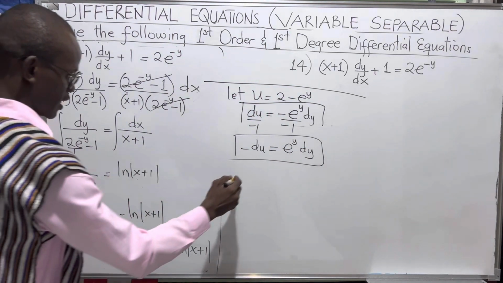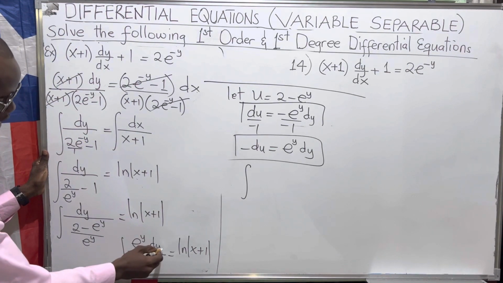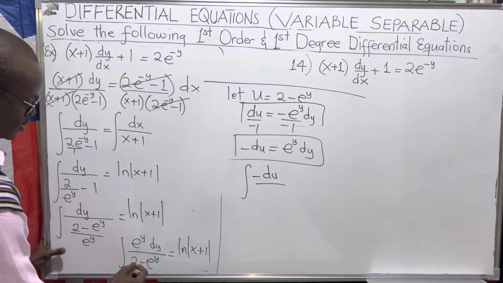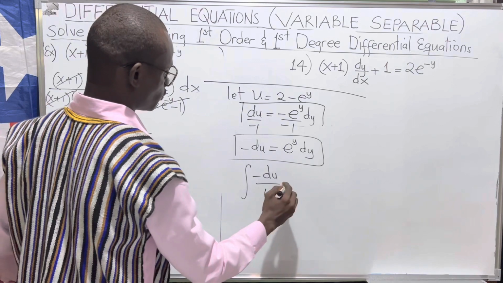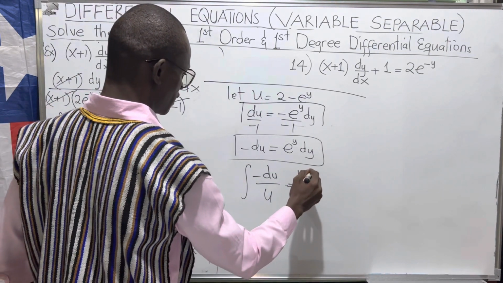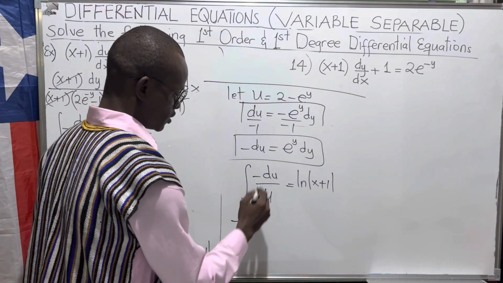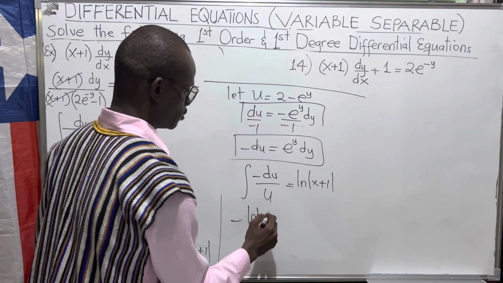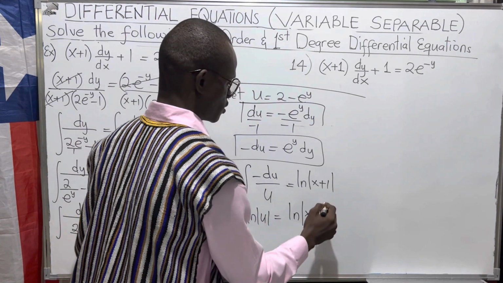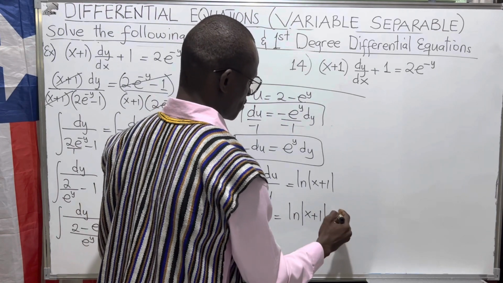So we see that it's almost done. So e raised to the power y dy is just equals negative du all over. This denominator now is just u, and the right hand side is just the ln of x plus 1. So this will just give us the ln of u equals to the ln of x plus 1, or let's say plus some arbitrary constant c.